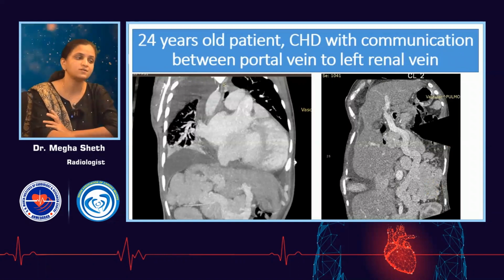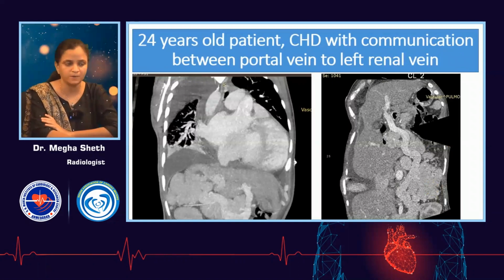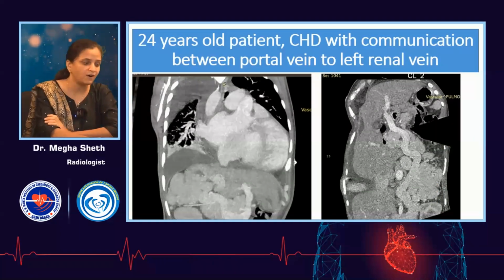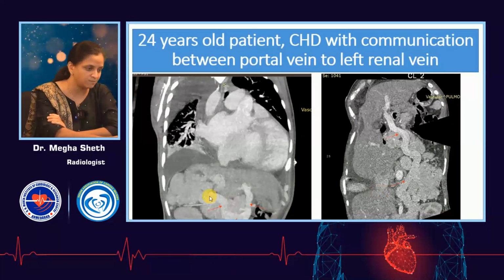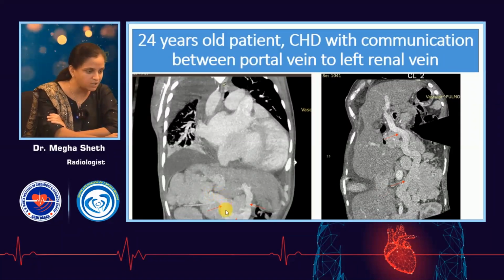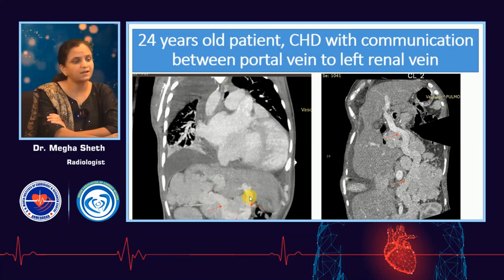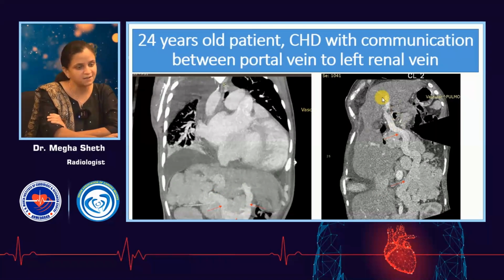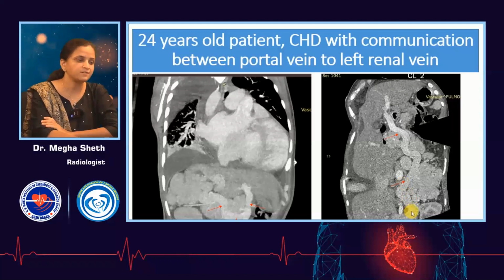As I mentioned, it can be seen in association with congenital heart defects also. This was a 24-year-old patient who came for evaluation of congenital heart disease, and we found this abnormal communication, a tributary of the portal vein, this abnormal channel. It was all the way connecting to the left renal vein. Here is the portal vein, this is the entire tributary mapped. This is a reconstructed image, and here it was going into the left renal vein.